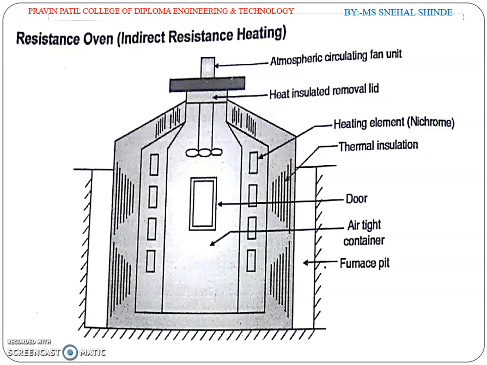The chamber again is surrounded by thermal insulation so that the heat is retained inside and will not pass outside. An atmospheric circulating fan unit is provided at the top so that the heat is transferred to the body by convection. For automatic temperature control, a suitable thermocouple is used.